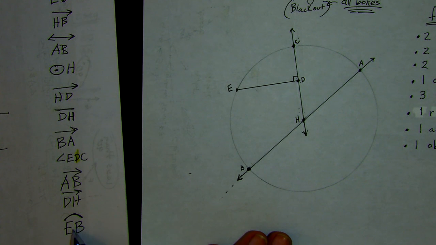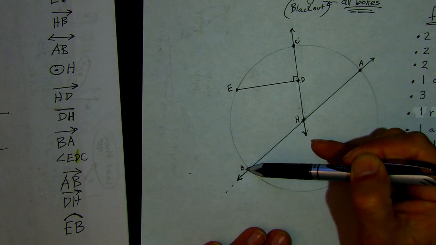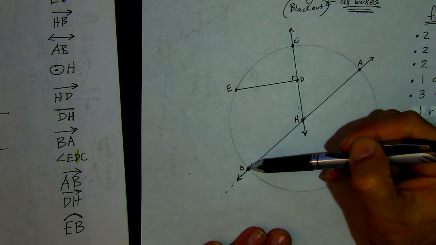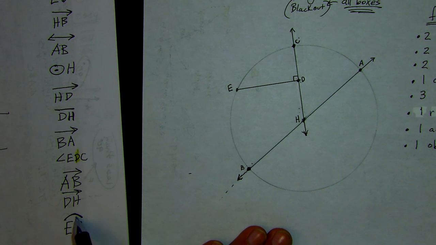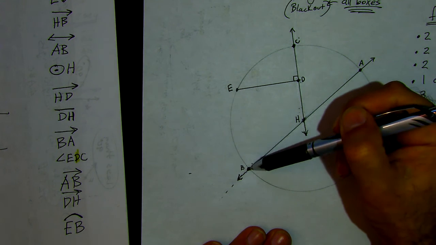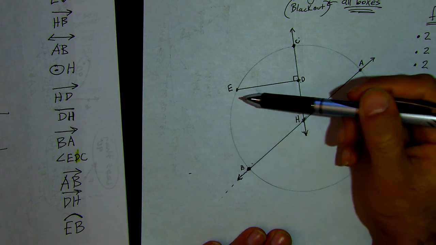We have arc EB. Let's find it. Here's E. Here's B. Arc EB is this. It's an arc. It's curved. That's why we put the curve above the letters. It also could be arc BE. EB and BE are the same arc. Okay.